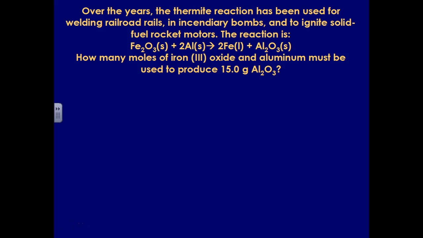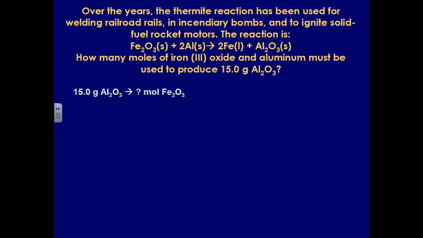It was also used to help put space shuttles up in outer space, and so we see that this is a single replacement reaction between aluminum and iron 3 oxide. And I want to know how many moles of the iron 3 oxide and aluminum were needed to make 15 grams of aluminum oxide. So this is a two-part problem because you need to find out the amount of iron 3 oxide and aluminum. So I'm just going to take one part of it at a time.